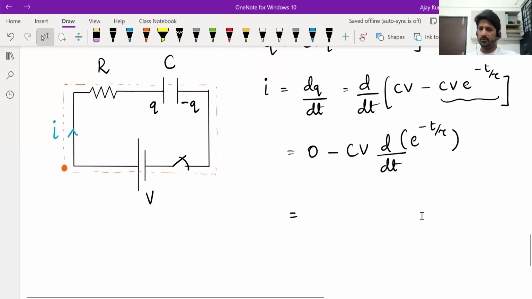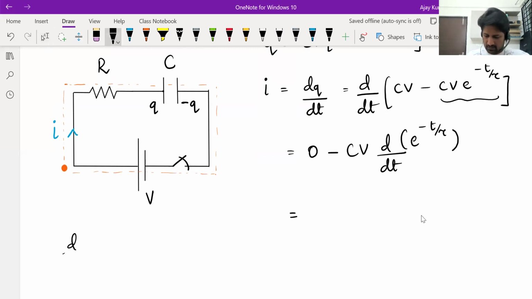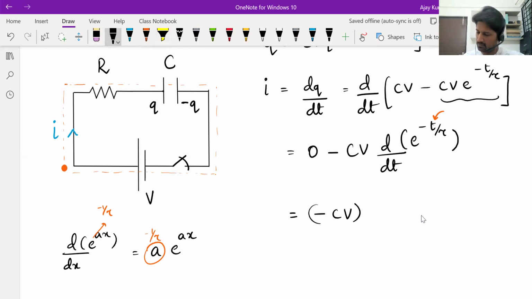Minus 1 by tau into e power minus t by tau, because generally d by dx of e power ax is equal to a into e power ax. Here the coefficient of t in the power of e is minus 1 by tau, so in place of a, you have minus 1 by tau. That comes aside. So effectively the current becomes minus CV into minus 1 by tau e power minus t by tau.